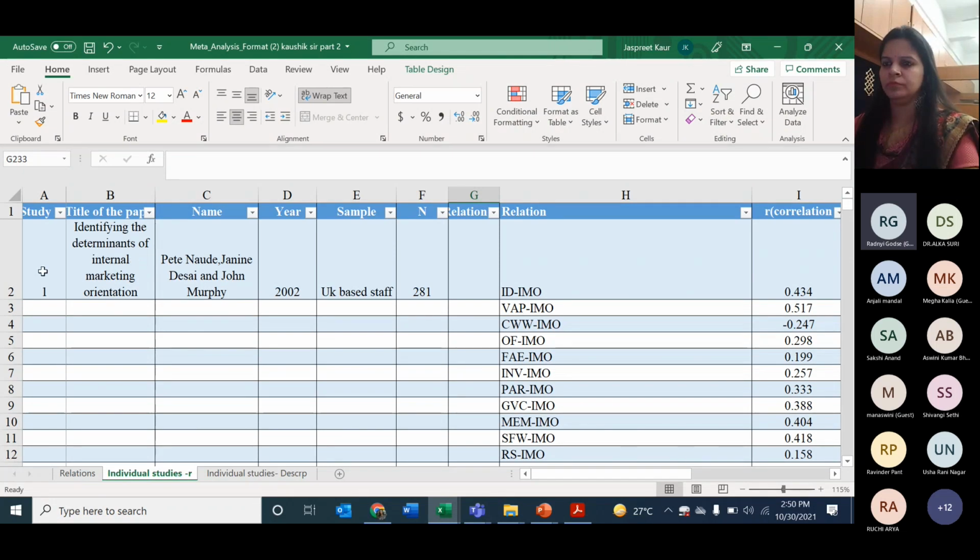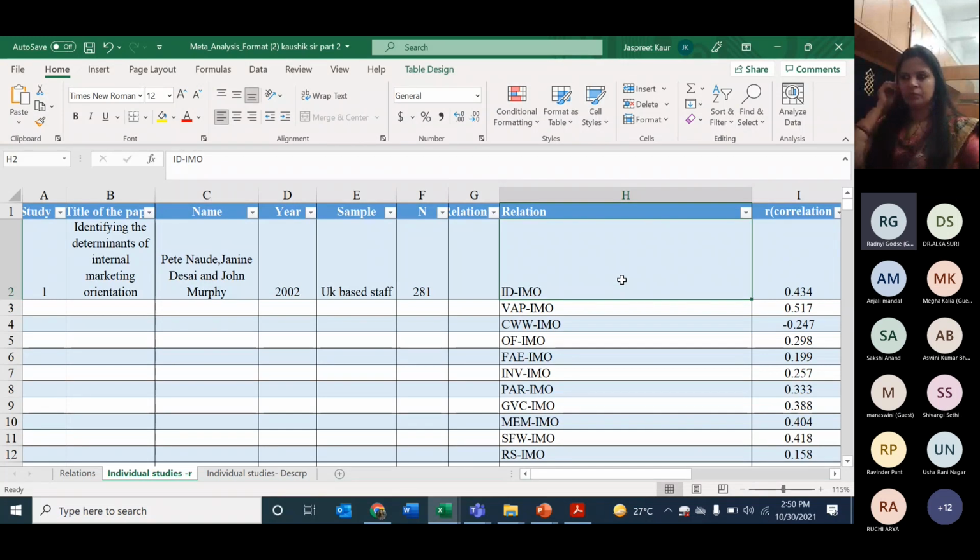So the first thing that we are doing, look at it. Study number 1, you number the study, the title, name, year, sample. So from where the samples have been collected, the number of samples, and then the relationship. So these are the correlations between IMO and other factors. Here our research objective is to analyze the antecedents and consequences of IMO. So we are trying to make a conceptual model also after reading all these papers, and we will also do a meta-analysis of the same.